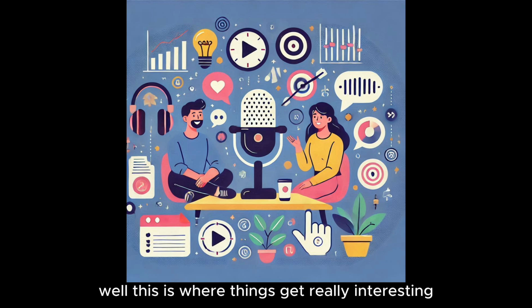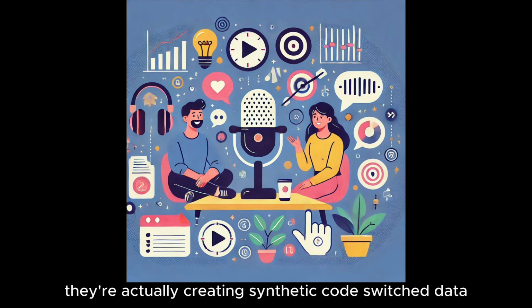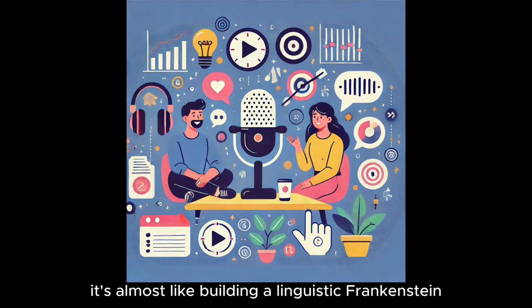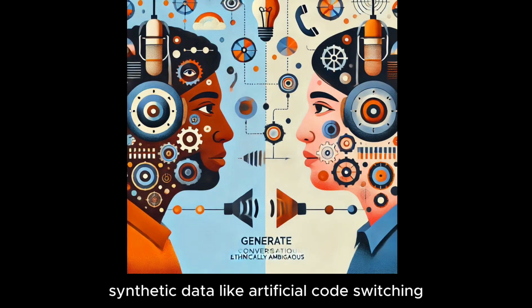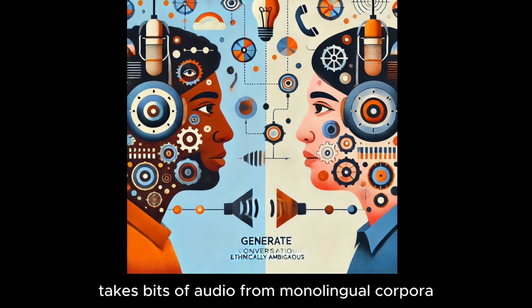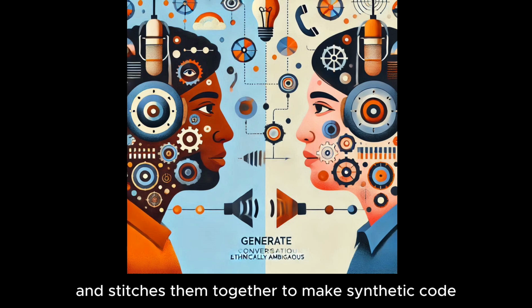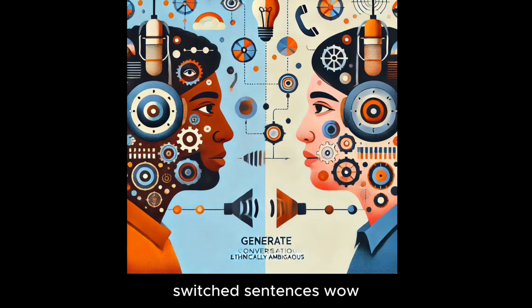Well, this is where things get really interesting. They're actually creating synthetic code-switched data. It's almost like building a linguistic Frankenstein. Synthetic data, like artificial code switching. How does that even work? One technique called speech collage takes bits of audio from monolingual corpora and stitches them together to make synthetic code-switched sentences. Wow. So it's like a language mashup.